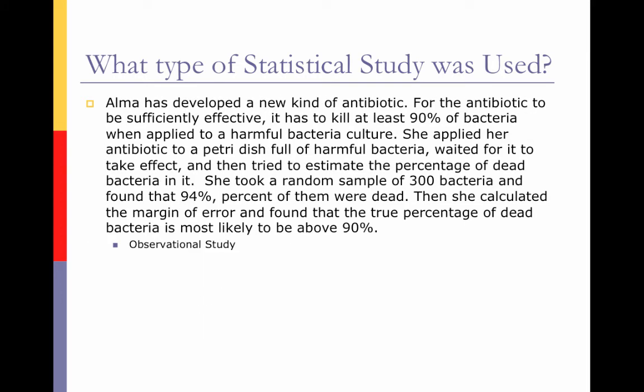Looking at another example, Alma has developed a new kind of antibiotic. For the antibiotic to be sufficiently effective, it has to kill at least 90% of bacteria when applied to a harmful bacteria culture. She applied her antibiotic to a petri dish full of harmful bacteria, waited for it to take effect, and then tried to estimate the percentage of dead bacteria in it. She took a random sample of 300 bacteria and found that 94% of them were dead. Then she calculated the margin of error and found that the true percentage of dead bacteria is most likely to be above 90%. This is an observational study.